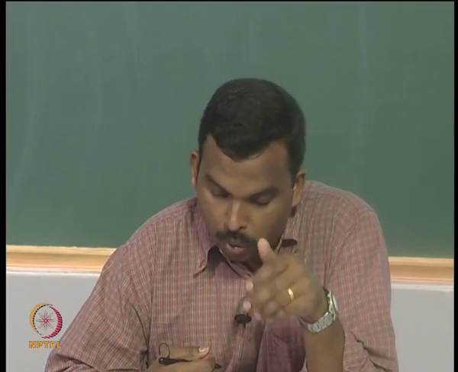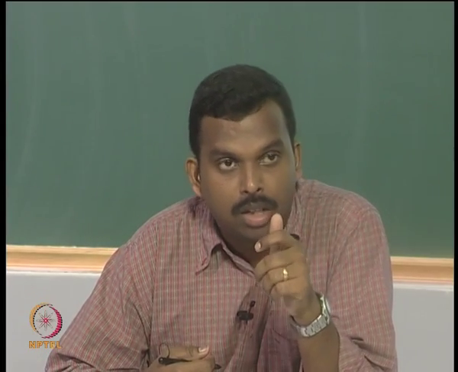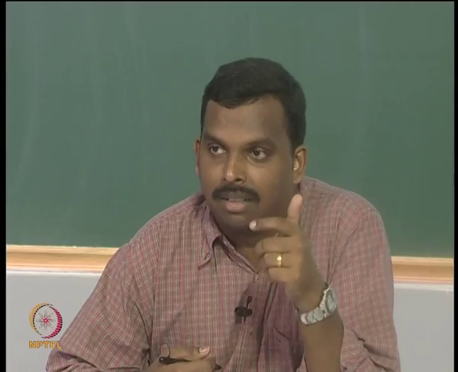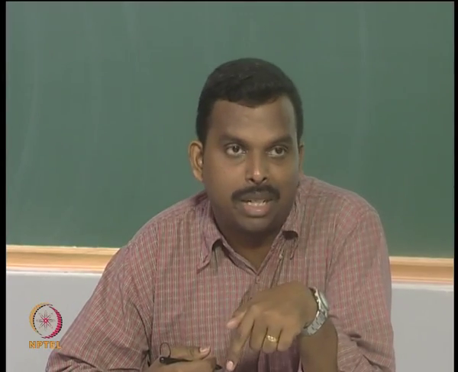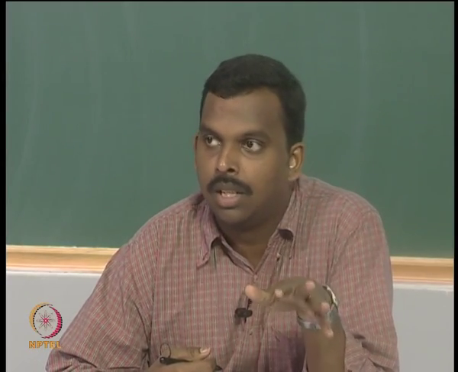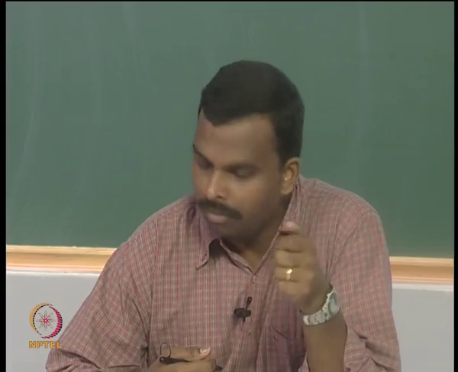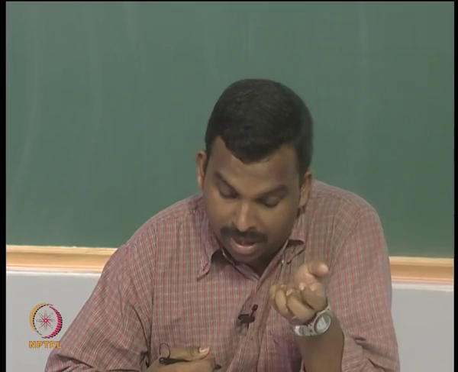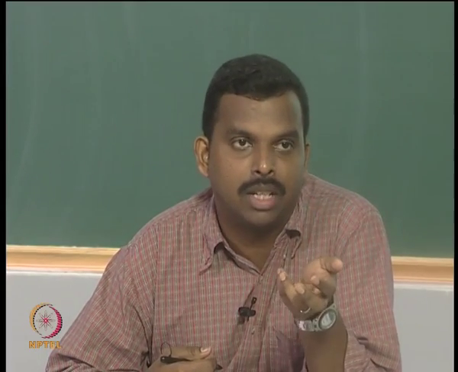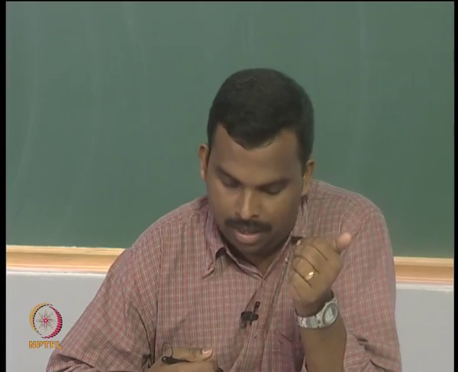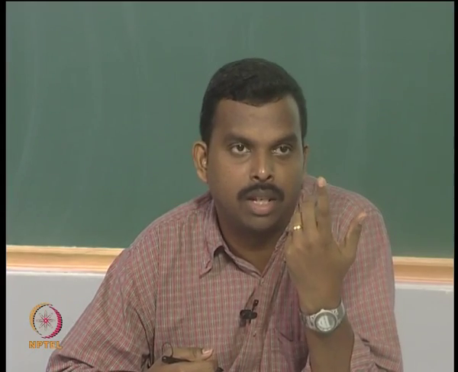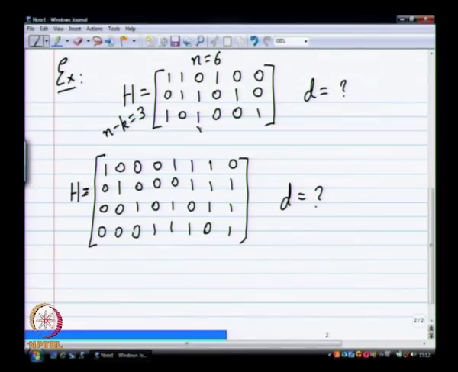Now for 2 what should happen? 2 columns should be identical, should repeat, and you can see there is no repetition here, so 2 is also not possible. So d has to be at least 3, and the question is whether you can find 3 columns that add to 0. There are multiple choices possible. For instance, if I pick this column and this column and this column, they add to 0. So d clearly becomes 3.